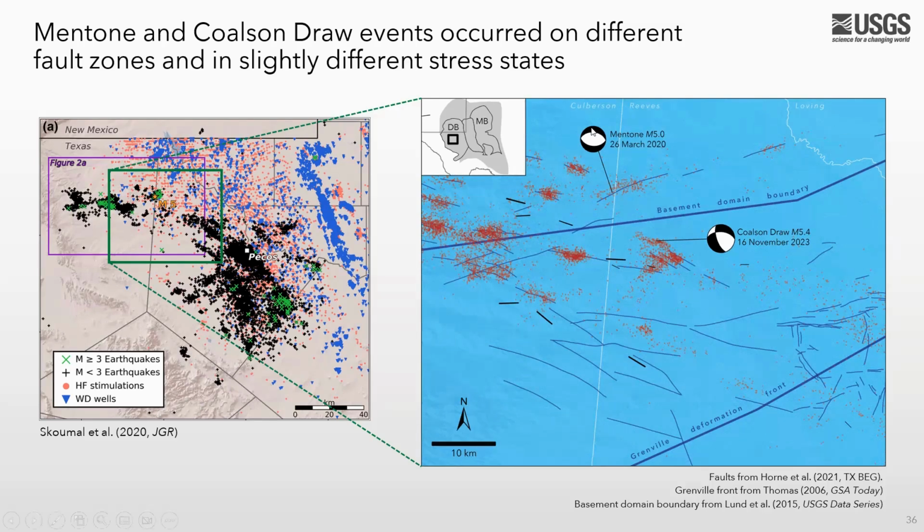It looks like both of the earthquakes occurred probably in slightly different stress fields. This is more east-west planes, whereas one of the nodal planes in this beach ball is even closer to north-south and is also an oblique normal faulting event. But what is clear is that they happened on different fault systems and along this basement domain boundary, broadly speaking.